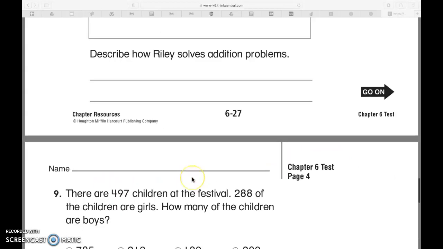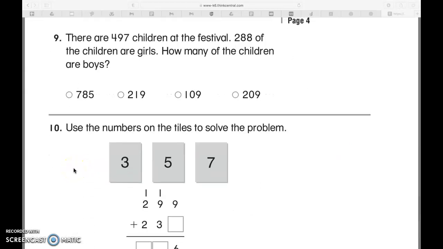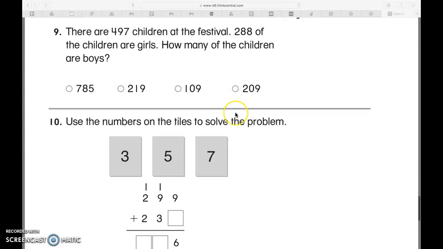Using words. Number 9, there are 497 children at the festival. 288 of those children are girls. How many of the children are boys? Solve your problem, and then you're going to fill in the answer. Is it 785, 219, 109, 209? If your answer is none of these choices, you need to go back and double check your work. Maybe you need to draw a quick picture or choose a different way to solve.